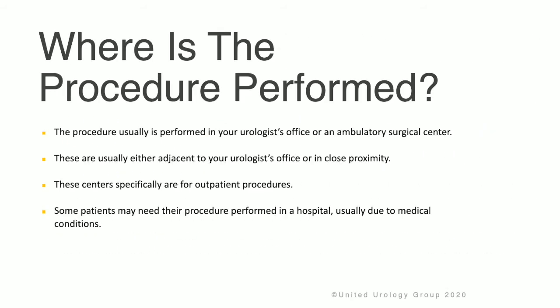Vasectomy reversal is usually performed in the ambulatory surgery center or the urologist's office. These are usually located either adjacent to the office or in close proximity and are specifically designed areas for outpatient surgery. Some patients may need their procedure performed in a hospital, usually when there are underlying medical conditions that require this.